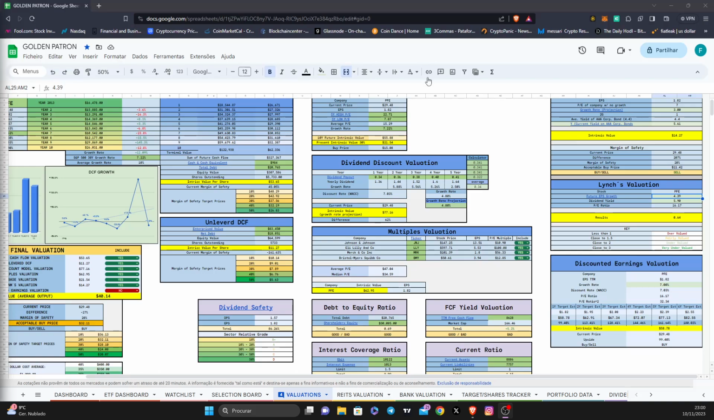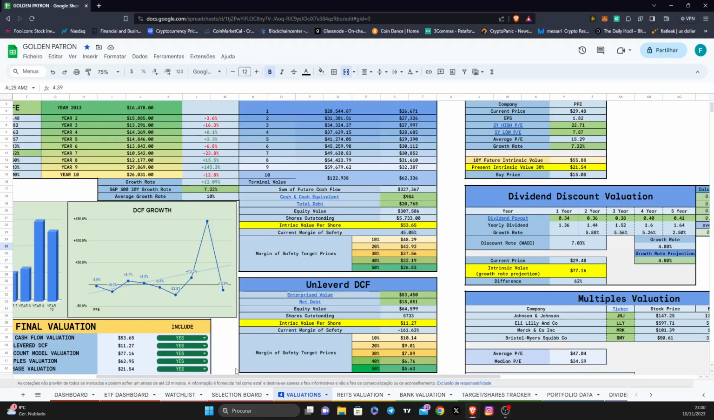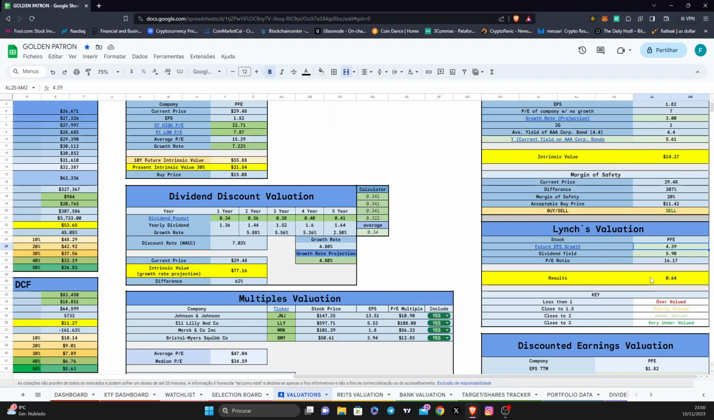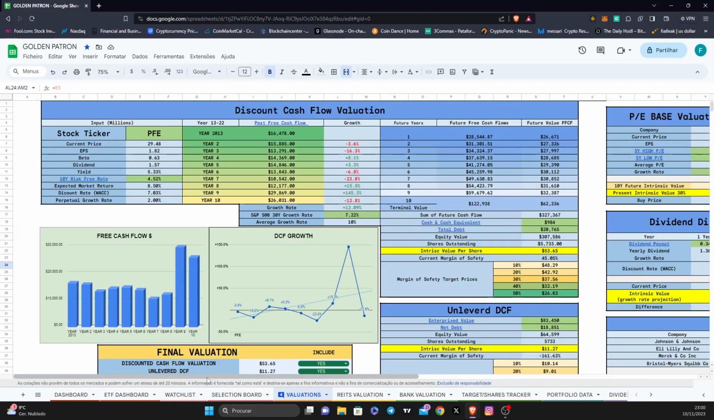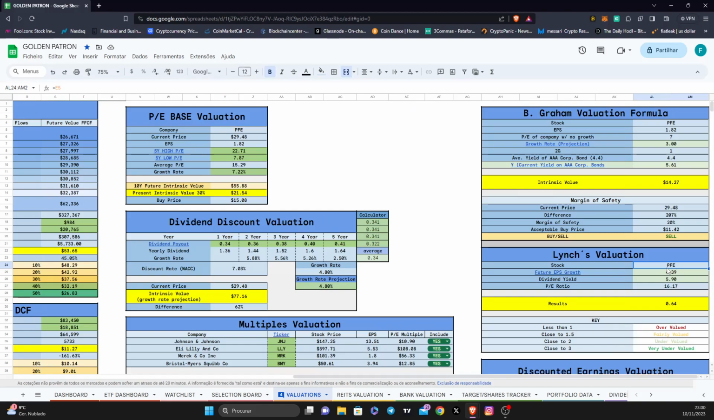So back to the valuations. I'm just going to zoom in. So I'm going to start with the Peter Lynch valuation. It's a very straightforward valuation, pretty much automatic. The stock ticker symbol, we don't even have to put it in because it already plugged in right here, so it automatically shows up over here.